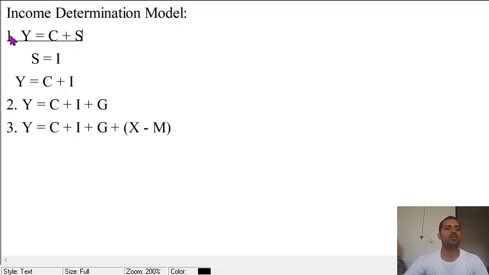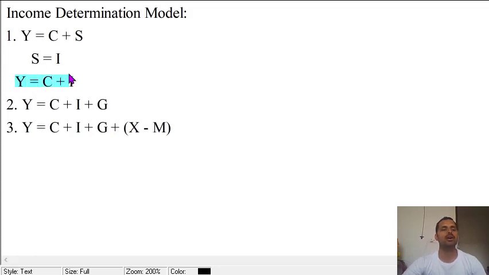In the income determination model, we have 3 models. One is the 2-sector model, the second is the 3-sector model, and the third is the 4-sector model. In the 2-sector model, this Y is called national income, and by C and S we mean that this national income is either consumed or saved. And at the equilibrium level of output, saving is equal to investment. So we can write Y is equal to C plus I, that is consumption plus investment.